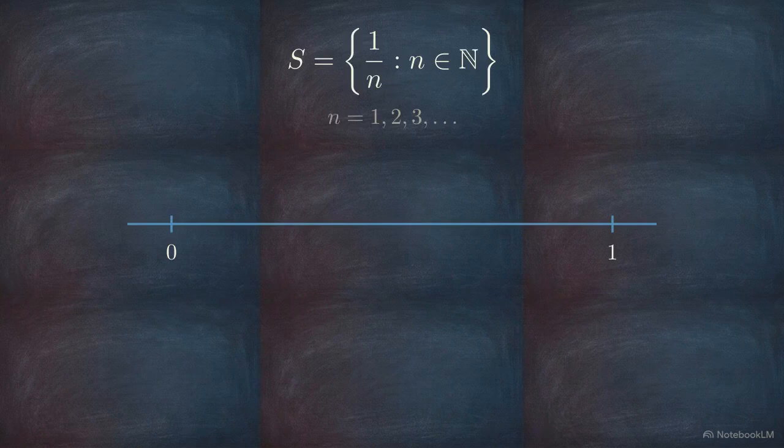n represents any natural number. Looking at the first few values, 1, 1/2, 1/3, the geometry is straightforward. The fractions get progressively smaller. But watch what happens as n grows infinitely large. The sequence shrinks infinitely close to 0. Yet, no matter how large your denominator becomes, 1 divided by n will never actually equal 0.